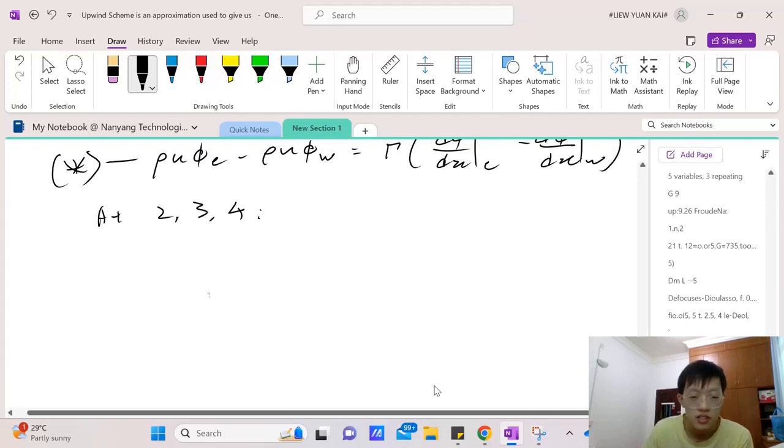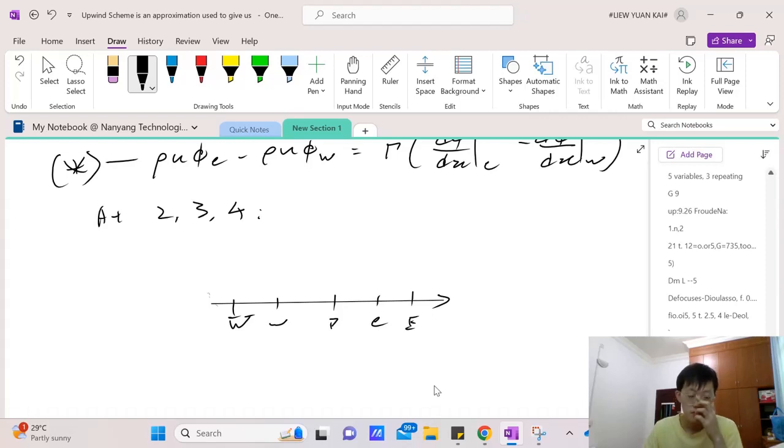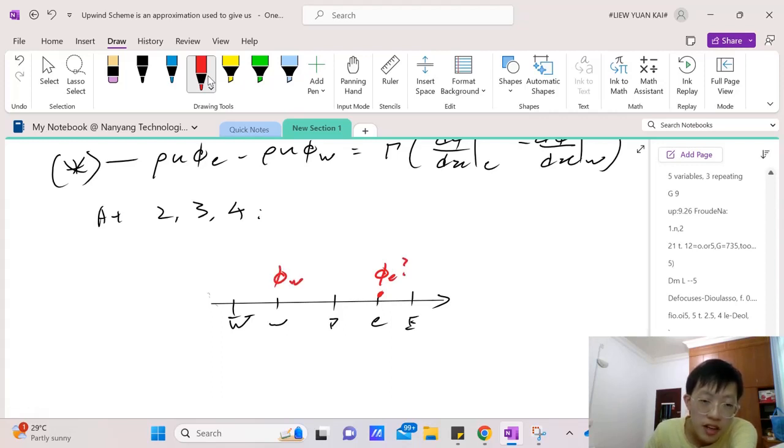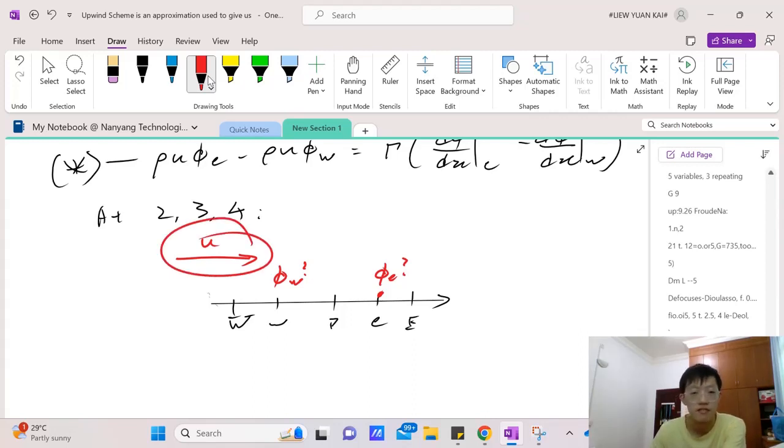So let's just draw the general template. First we have this, east, west. So our question is, what is this phi E value and phi W value, knowing that we have a fluid velocity flowing this way, in this direction? Given this information, how are we supposed to find phi E and phi W?